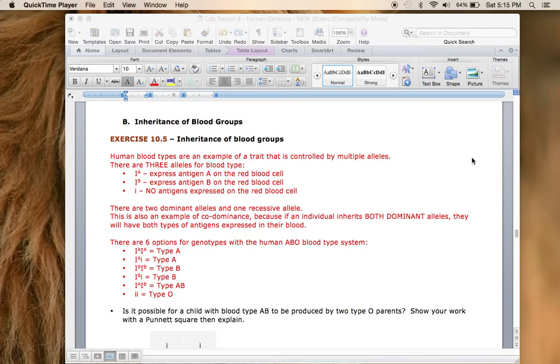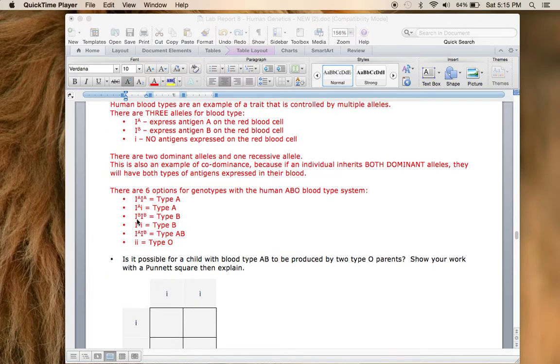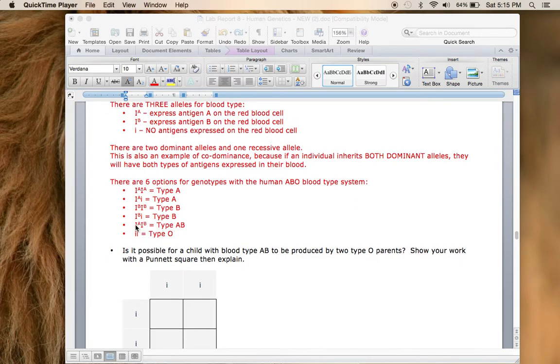If there isn't time, they usually give you type O blood, because type O blood has 2 recessive alleles, and so there are no antigens in that blood. Alright, so let's look at the 6 different options for genotypes with the ABO blood system. So you've got type A blood, and there are 2 ways you could have type A. You could have 2 dominant alleles, or you could have a dominant and a recessive allele. Same thing for type B. You could have 2 dominant alleles, or you could have a dominant and a recessive allele. If you have 2 dominants of 2 different types, then you end up with type AB. And then if you have the 2 recessives, you're type O.